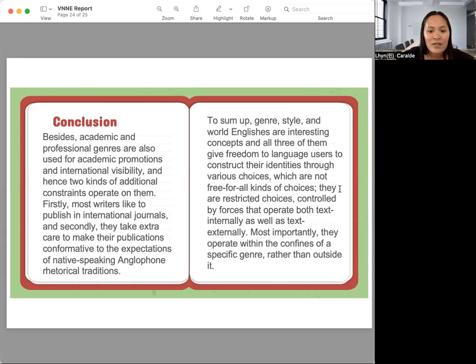I know that these are very interesting topics, because we have our own freedom to use the language as long as people can understand us. They could identify us through the right choices of the English that we are using.